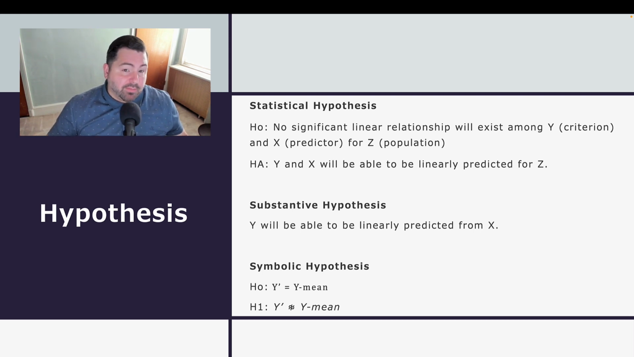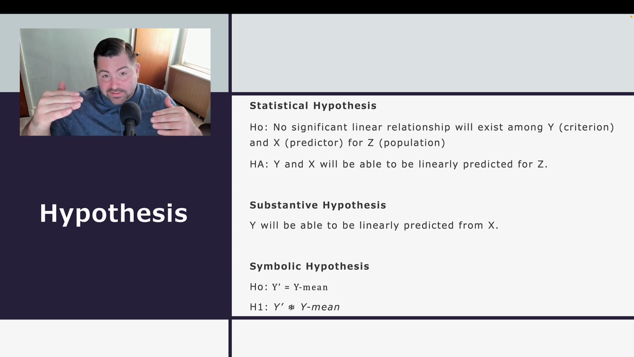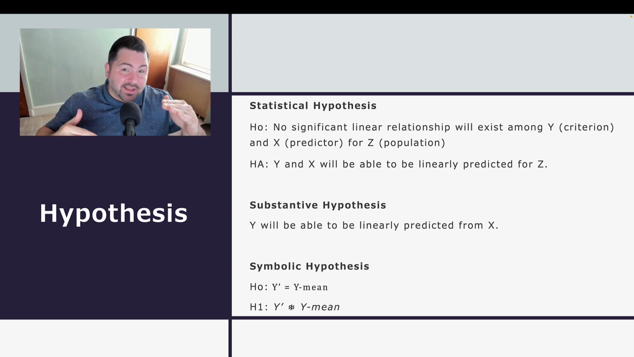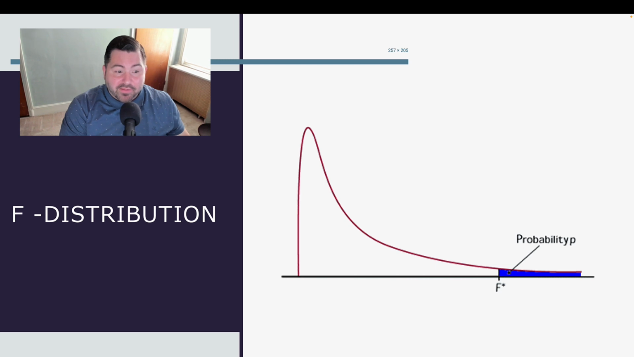And the alternate hypothesis, or H1, would be that the Y predicted does not equal the Y mean, meaning there's a statistically significant difference in the regression line, and that regression line is better capable of estimating that Y variable of interest than the Y mean. And so these are our hypotheses.